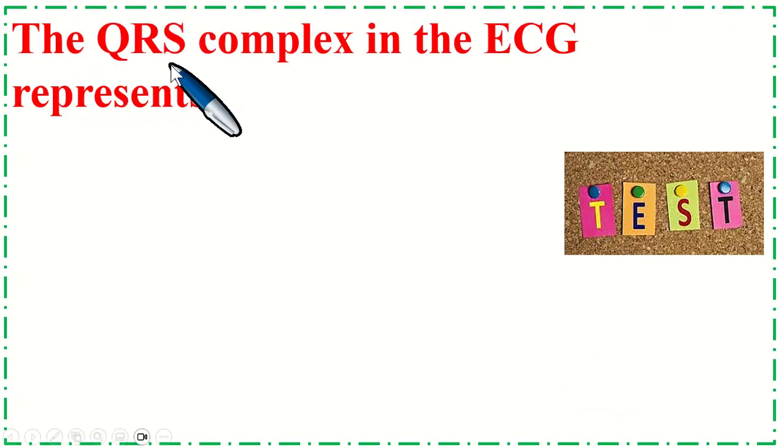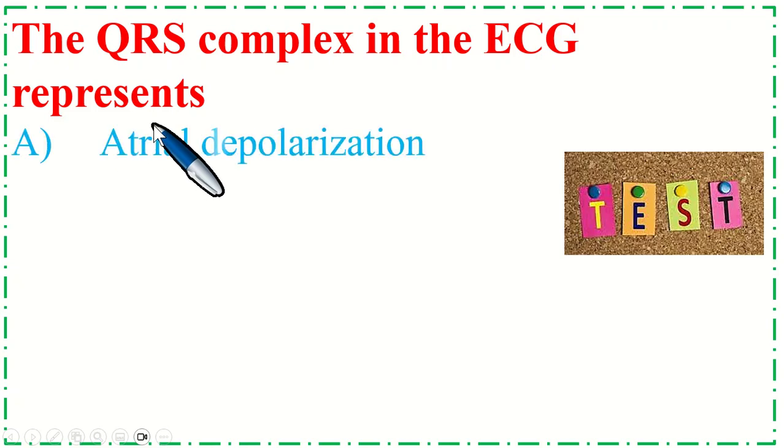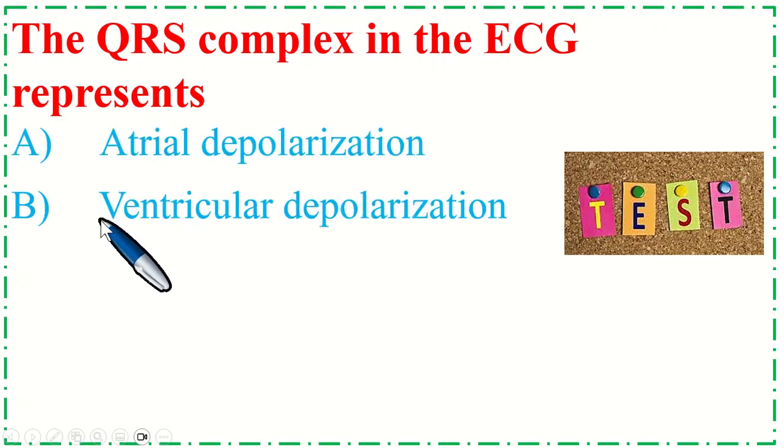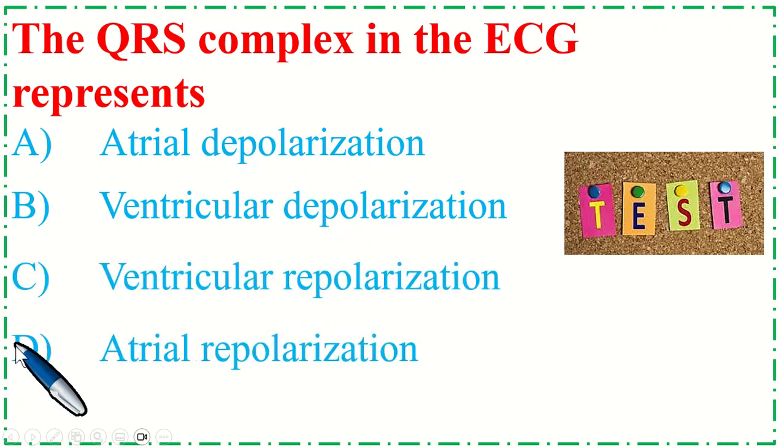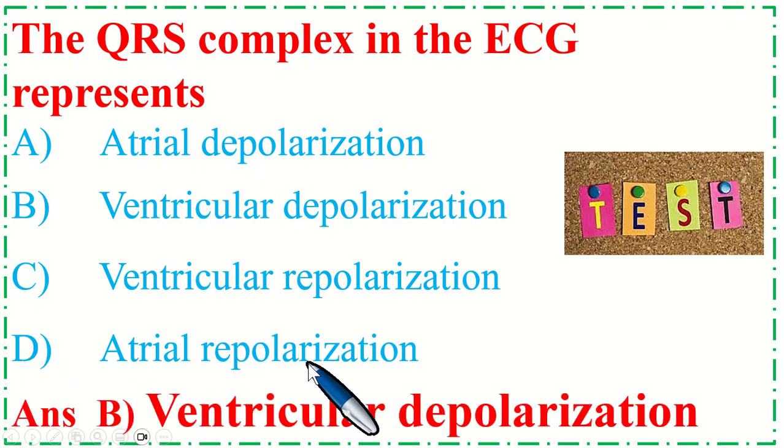The QRS complex in the ECG represents option A atrial depolarization, B ventricular depolarization, C ventricular repolarization, and option D atrial repolarization. So the correct option is B ventricular depolarization.